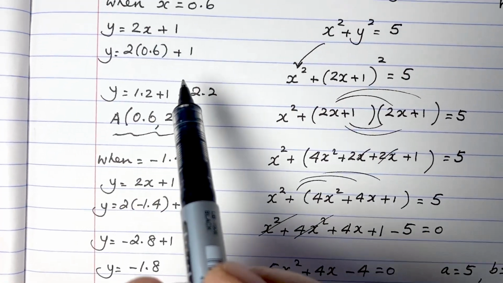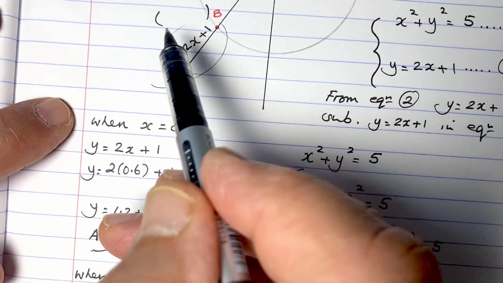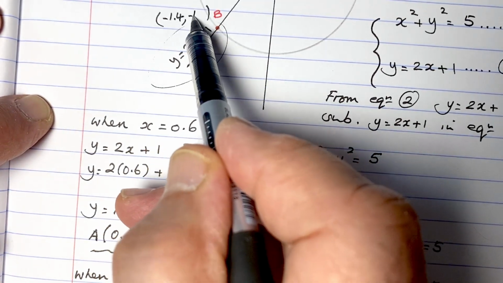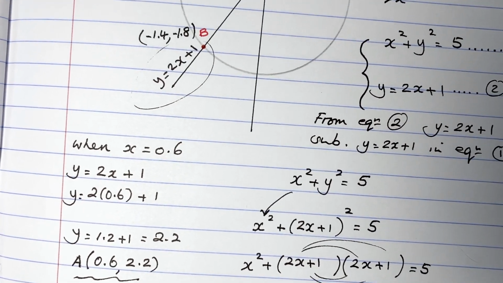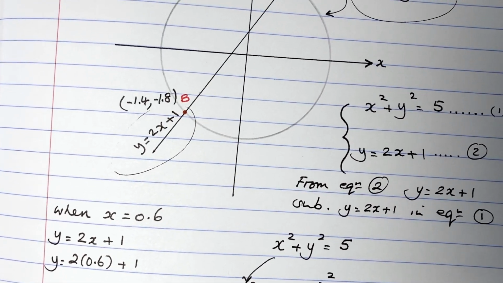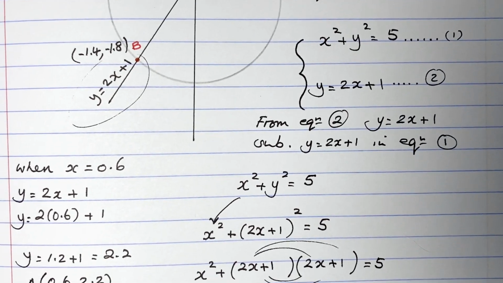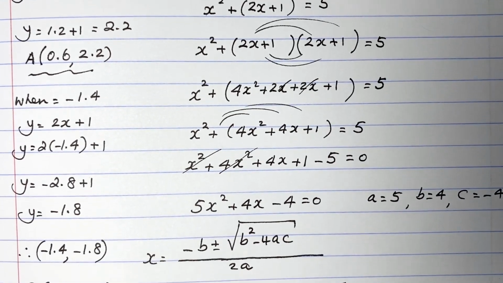Putting it on the diagram. So the coordinates of B: minus 1.4, minus 1.8. This is how we solve the equation of a straight line with the equation of a circle, finding the 2 points of intersection created by the line and the circle.